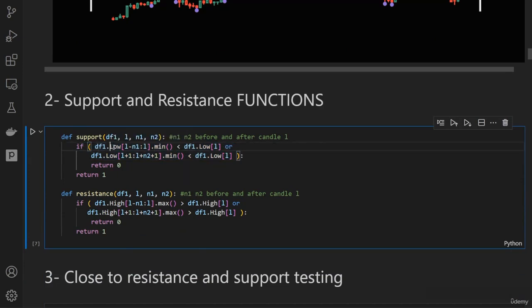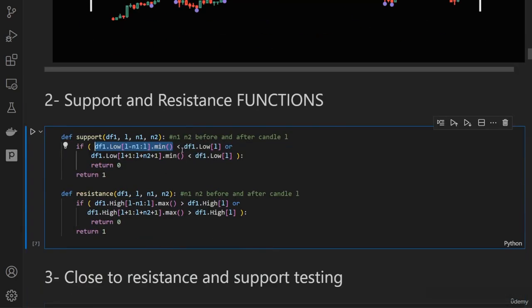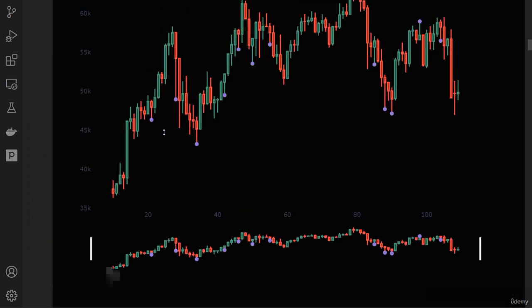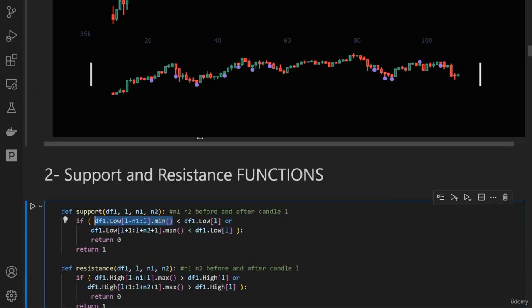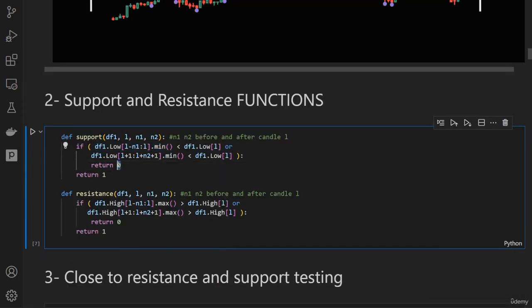We're just checking the low prices between the left slice L minus N1 up to L, the current candle, and we're selecting the minimum price between these candles, which are the left neighbors of the current candle of index L. We're testing if the minimum price is lower than the current candle's low. If it's the case, or it's the same for the right candles, so if we found any minimum on the right of these candles that is lower than this candle, then this candle is not a signal. It's not a support signal. This is why we return 0.